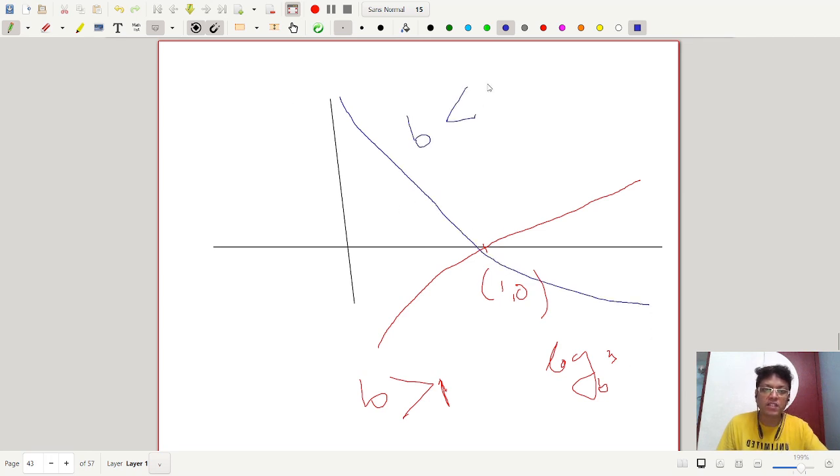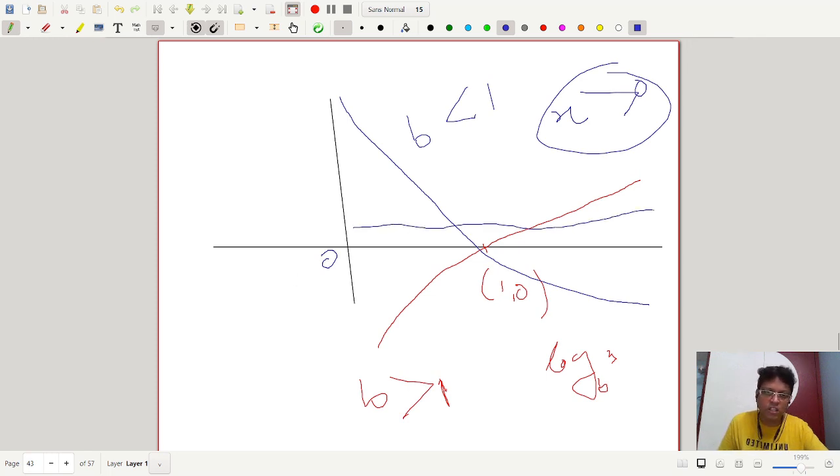If the base is less than 1, look at that, left of 0 there is no branch of log x. So at 0 you can't find any branch. At 0, log is undefined. For negative values of x, log is undefined. Only for positive x, x greater than 0. So that is the domain. The domain is 0 to infinity.